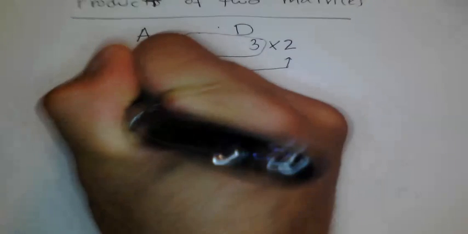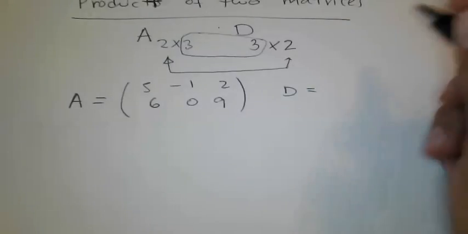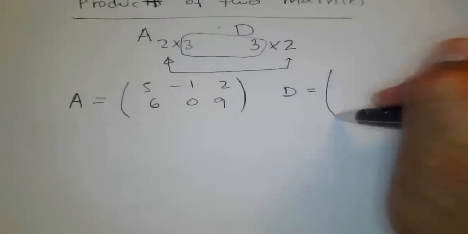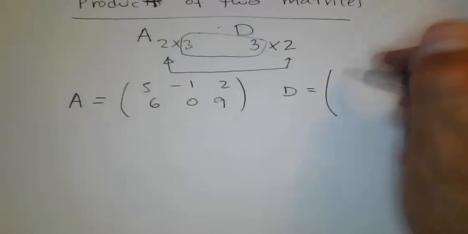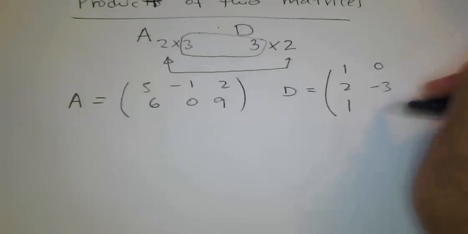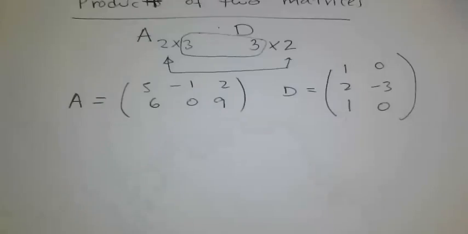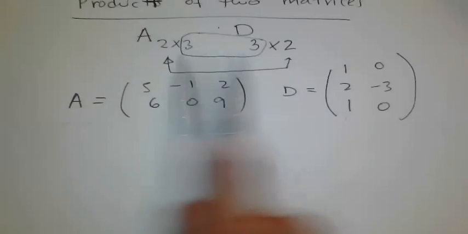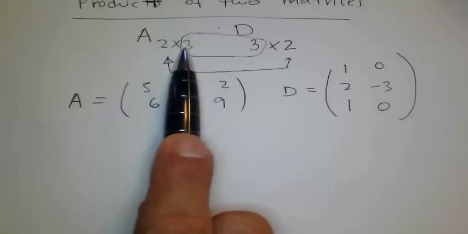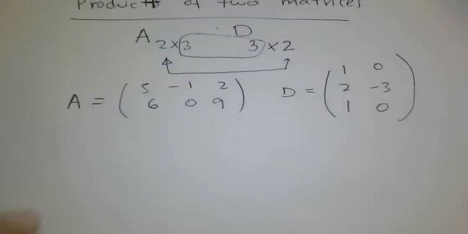So let's copy matrix A again. Matrix A was 5, negative 1, 2, 6, 0, 9. And let's now have a matrix D that has to be 3 by 2. So I will make these 1, 2, 1, 0, negative 3, and 0. So this is 3 by 2, this is 2 by 3, then the multiplication is possible. If the number of columns in the first matrix is not the same as the number of rows in the second one, then the multiplication is not possible.